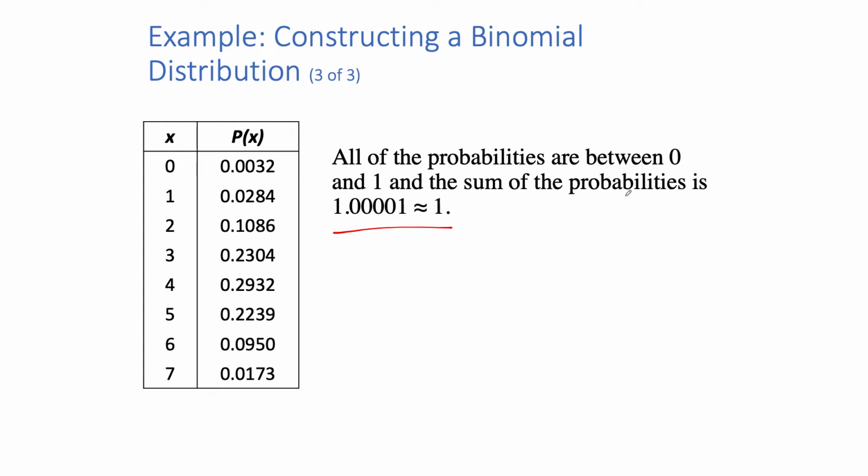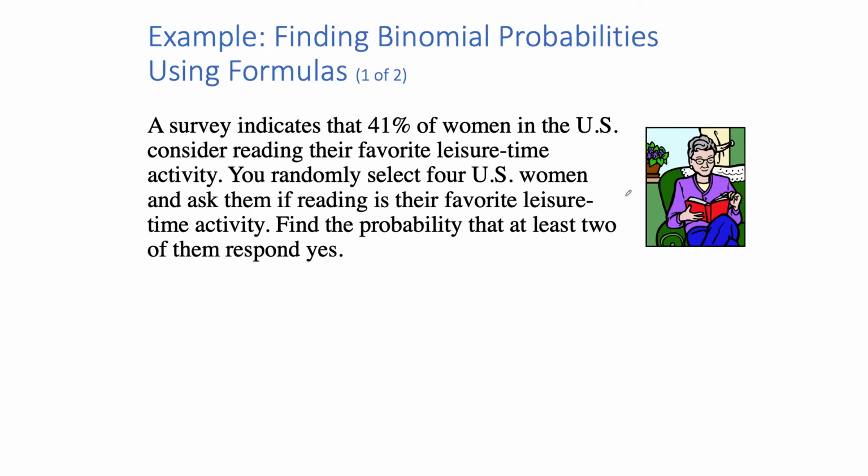All right. So let's take a second example and see how to apply these ideas. So we took a survey. The survey indicates that 41% of women, so here we have a crucial thing, 41% of women consider reading as their favorite leisure time activity, right? So p here is 0.41. The probability that they say that reading is their favorite leisure activity is 0.41, 41%. You randomly select 4 US women, so you're going to ask 4 of them, so the number of trials in the situation, n, is 4.